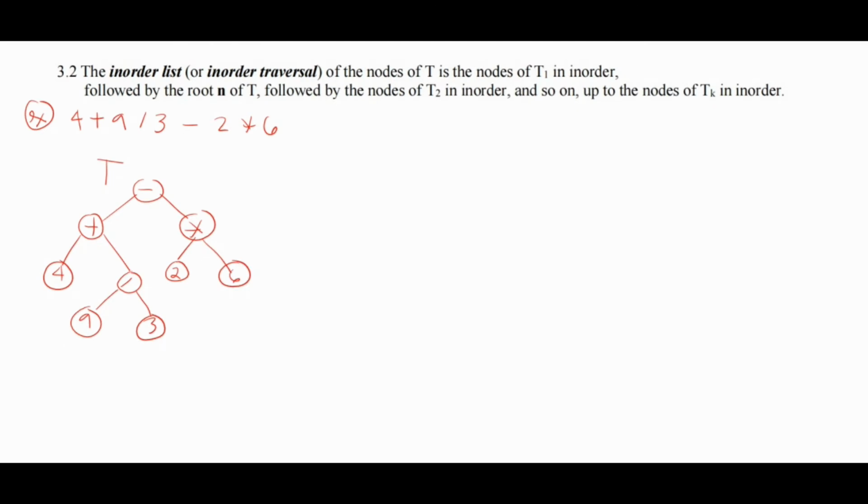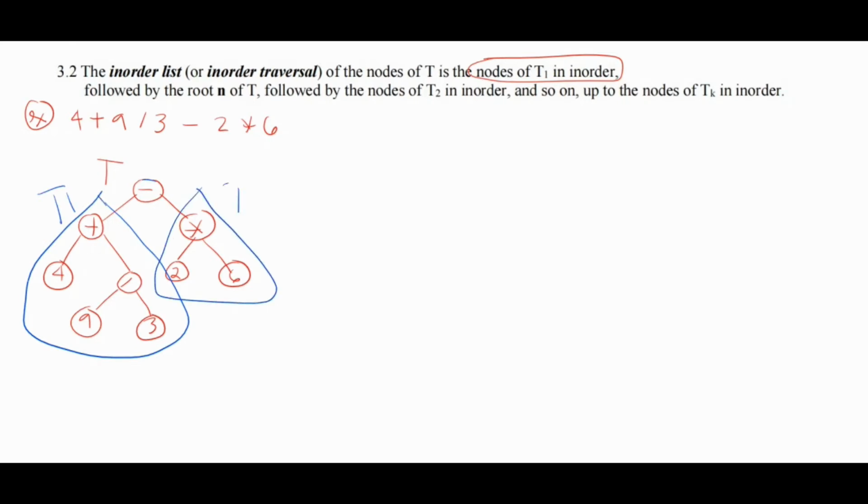Next, for the in-order list of all the nodes of the tree T, as we do in-order traversal, this is how we create the in-order list. First, you're going to get the in-order of all the nodes of T1. Okay, recall again that your T1 at this point is this one. For node minus, this is the T1, and this part here is the T2.